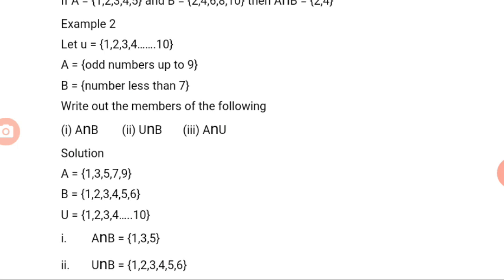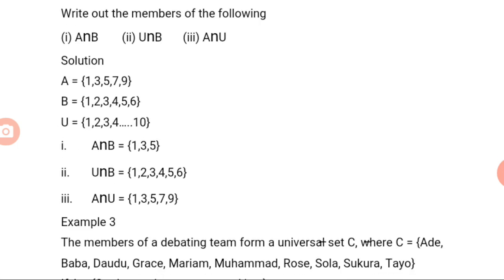From the question, set A is odd numbers up to 9. The odd numbers up to 9 are 1, 3, 5, 7, and 9. Then set B is numbers less than 7. Numbers less than 7 are 1, 2, 3, 4, 5, and 6. But the universal set is 1, 2, 3, 4, up to 10. Are we together?